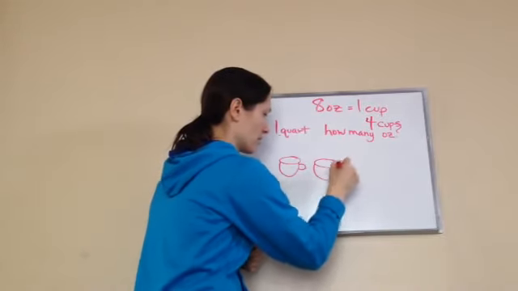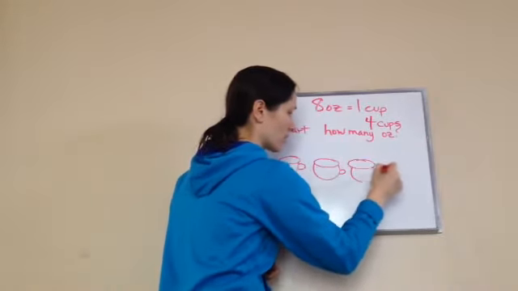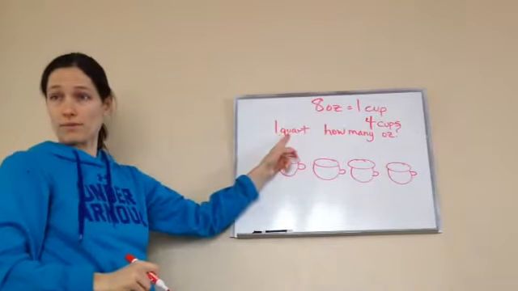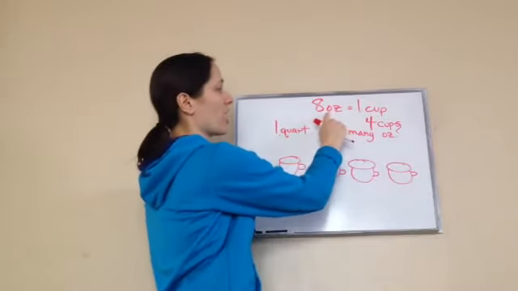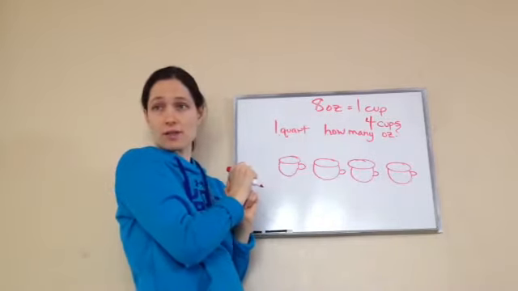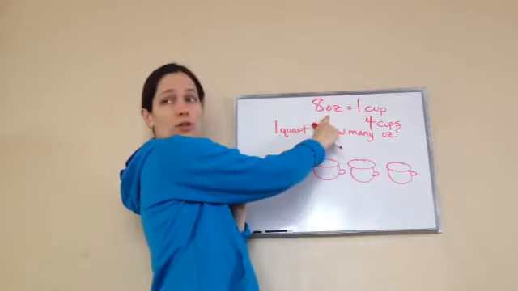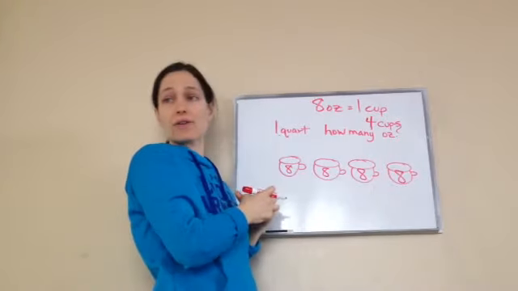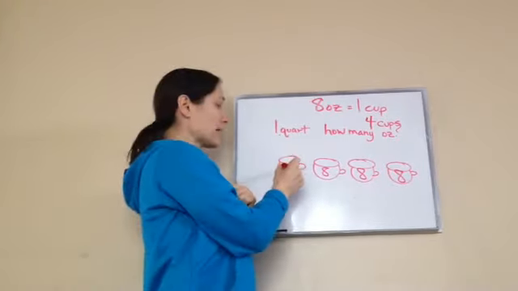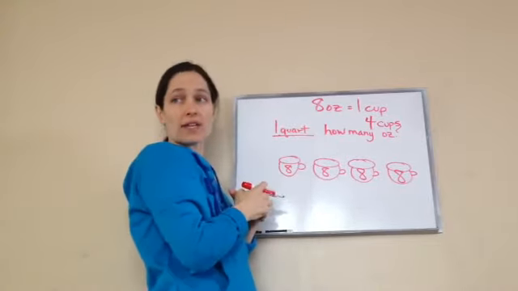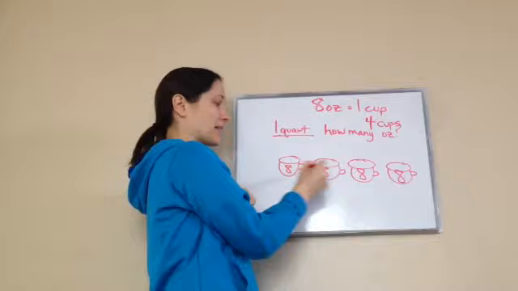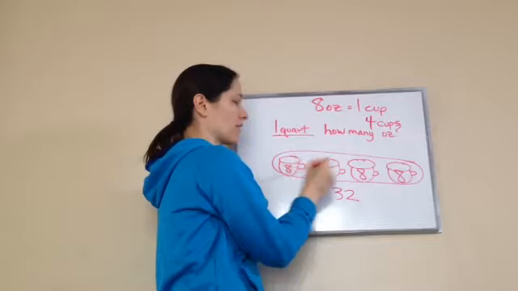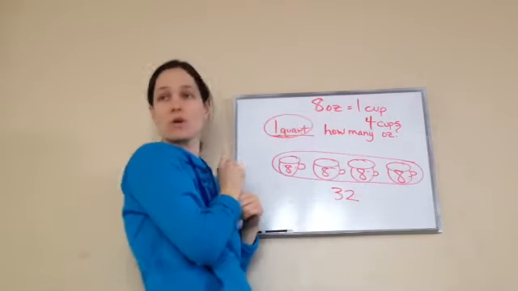So I have 4 cups. That equals a quart. Now, how much does each cup have in ounces? 1 cup equals 8 ounces. 8 ounces, 8 ounces, 8 ounces, 8 ounces. How many total ounces does 1 quart have in it? 32. Yes, 8 times 4 is 32. So there are 32 ounces in 4 of these cups, and 4 of these cups equals 1 quart.